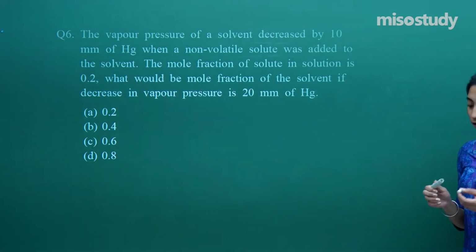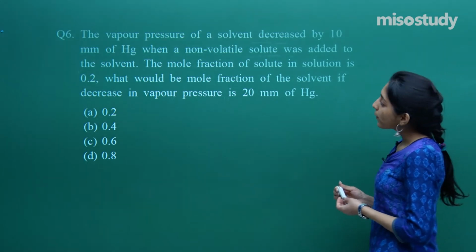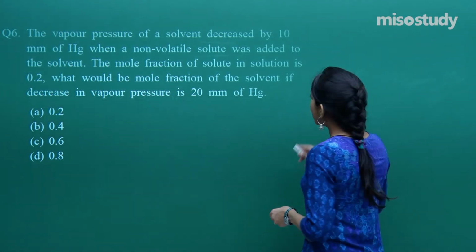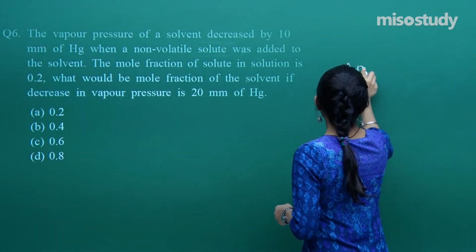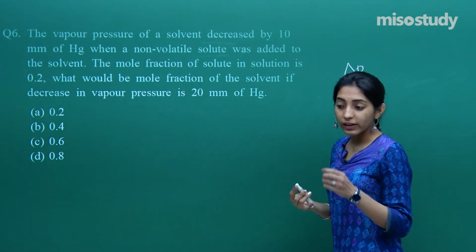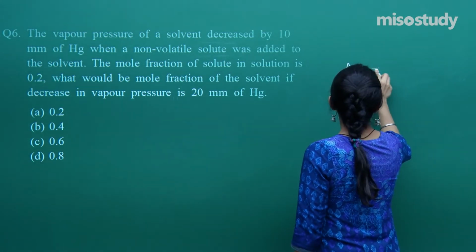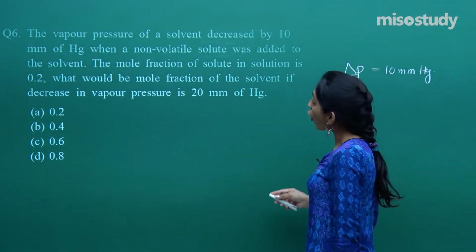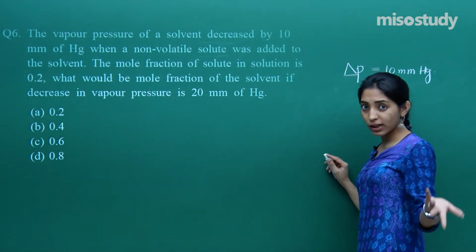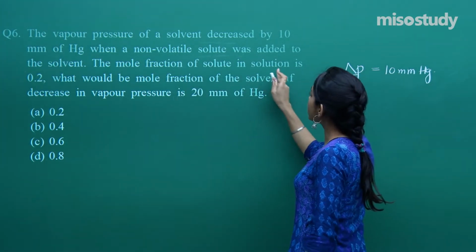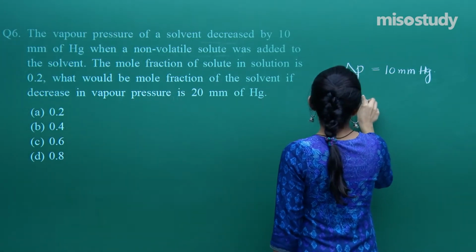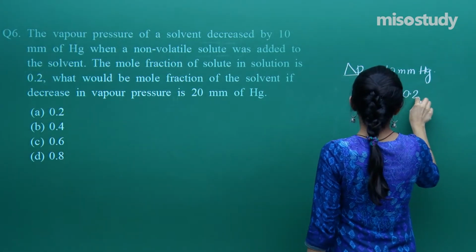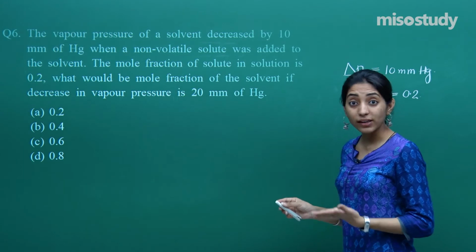So, when I move on to question number 6, it says the vapor pressure of a solvent decreases by 10 mm of Hg. So, that means delta P, which is the lowering of vapor pressure, is 10 mm of Hg when a non-volatile solute was added to the solvent. The mole fraction of solute in the solution is 0.2. So, what can we conclude from here?